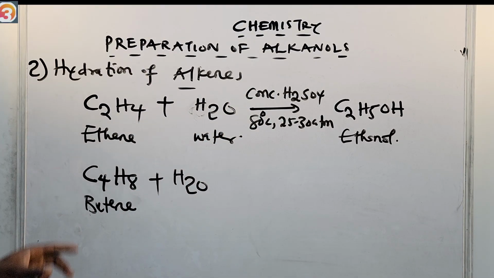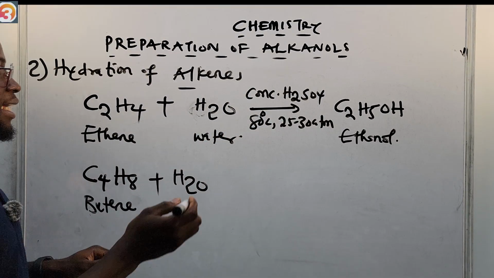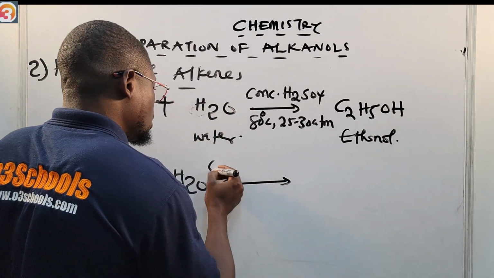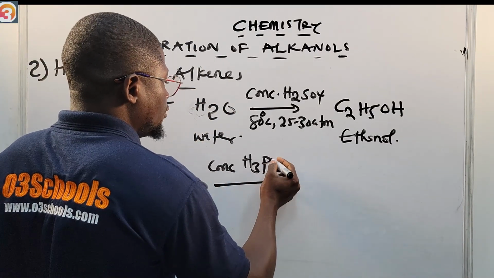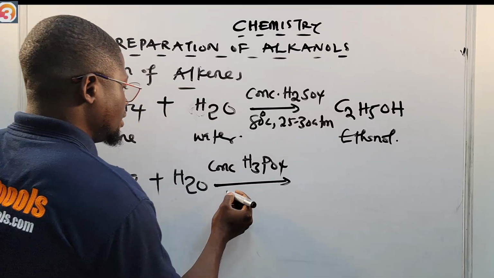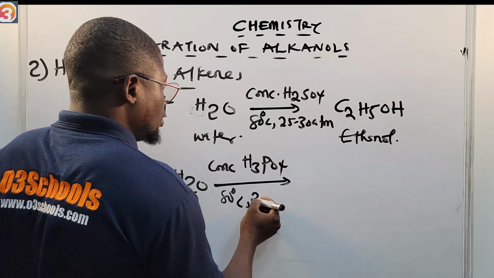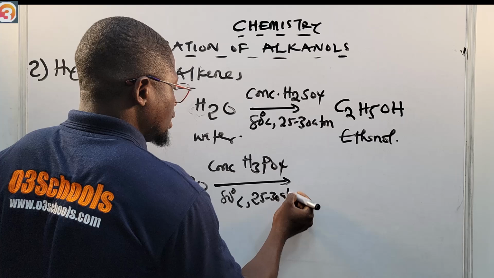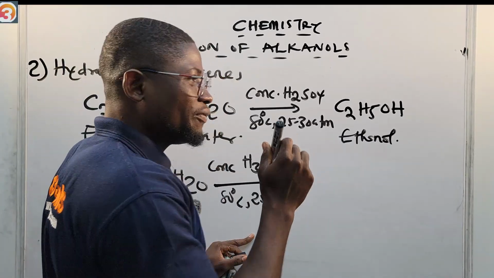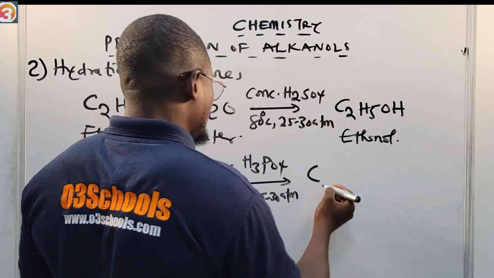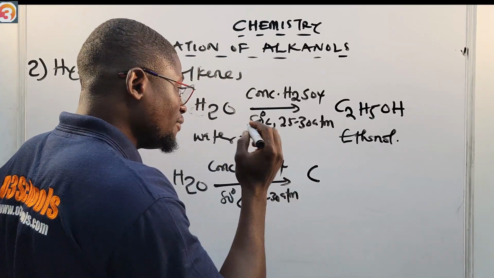If I have but-1-ene, or butene as you may have it, you can carry out hydration by adding water under the same reaction conditions: concentrated H3PO4, that's phosphoric acid, 80 degrees Celsius, 25 to 30 atm. Then of course I'm going to have an alkanol having 4 carbon atoms.